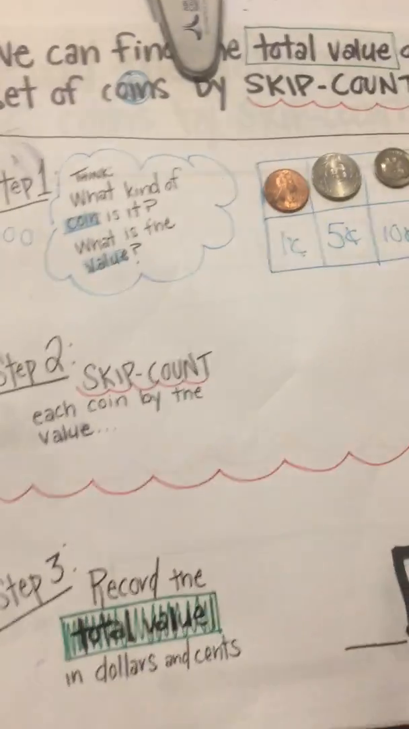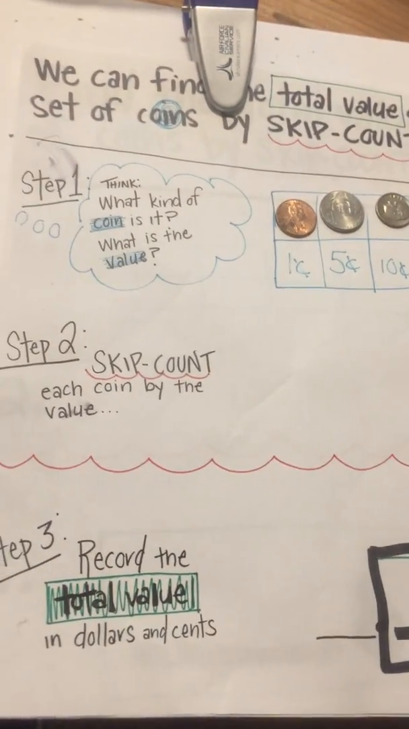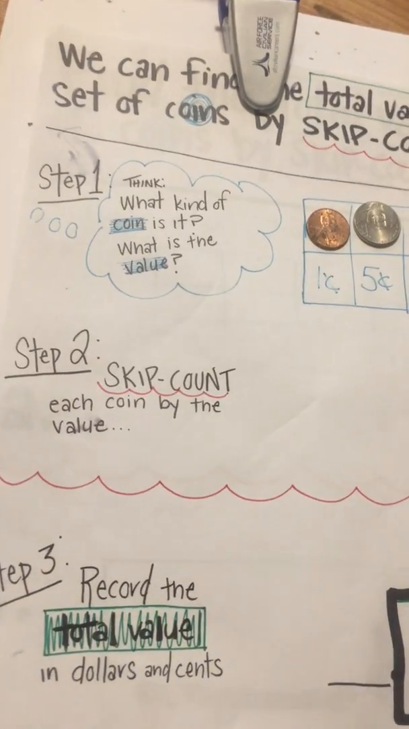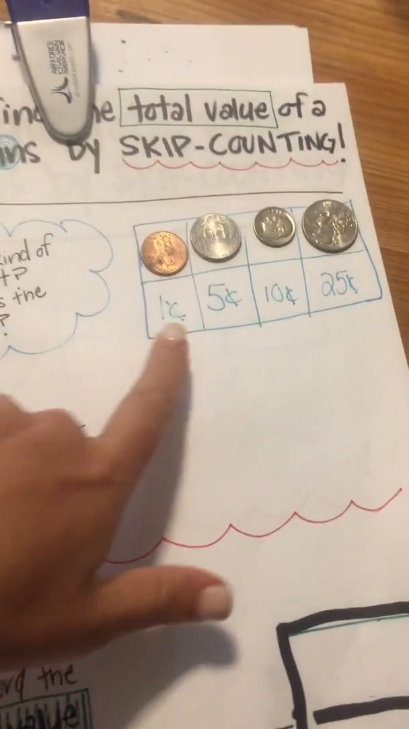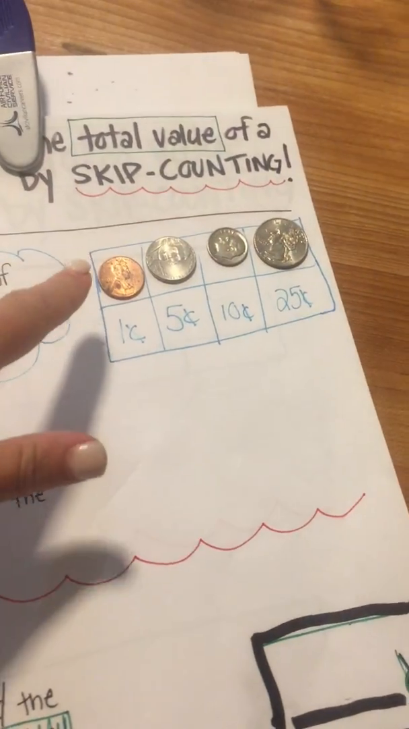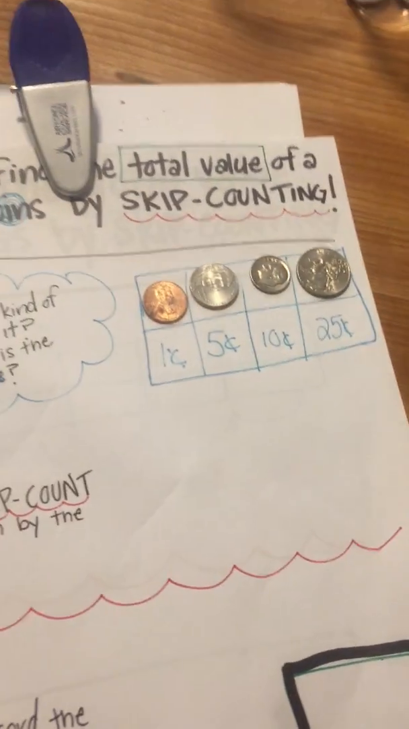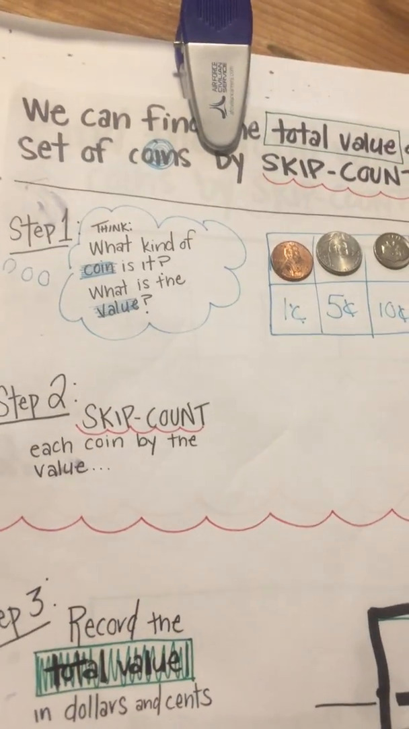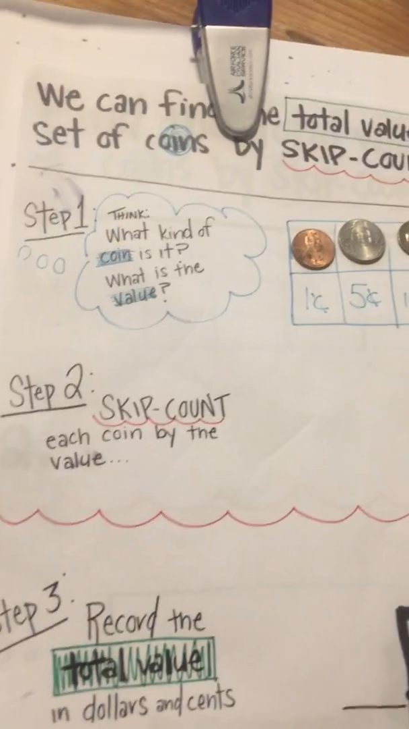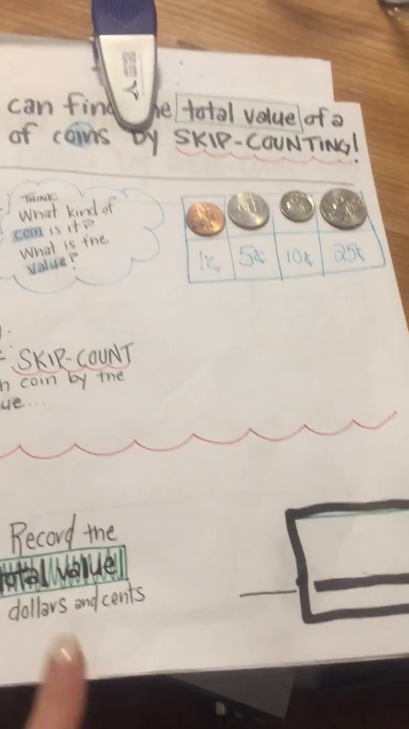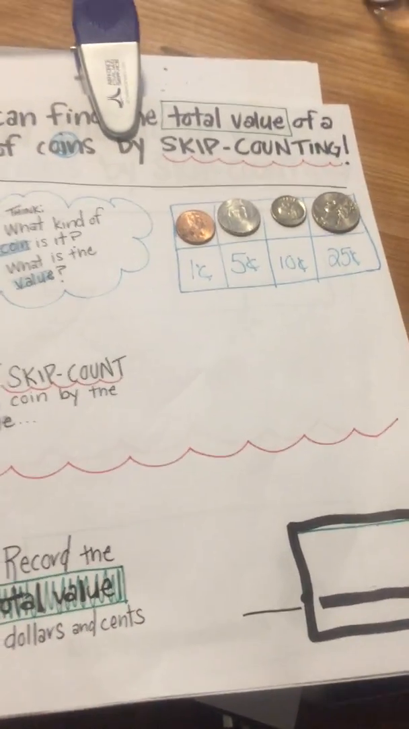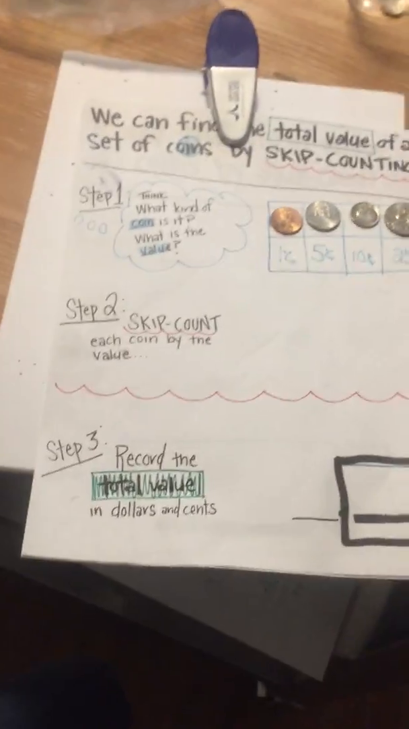Okay, so boys and girls, if we want to be savvy savers, what I would say to them is we're going to think, what kind of coin is it? What is the value? They can use this for reference, especially because they might not be used to seeing it like this. Second, we're going to skip count each coin by the value. And finally, we're going to record the value in dollars and cents. I would remind them today we're only going to have cents. Tomorrow, we might build up to $1.